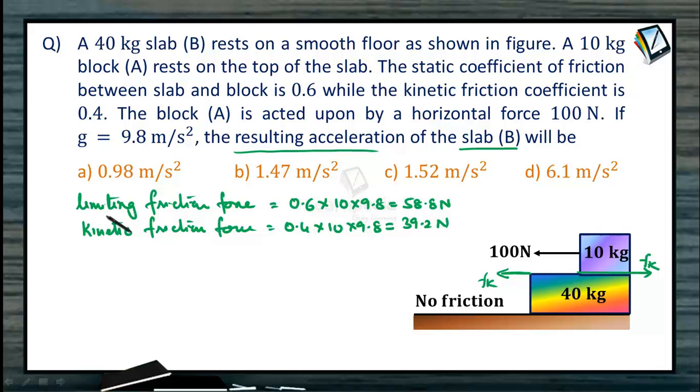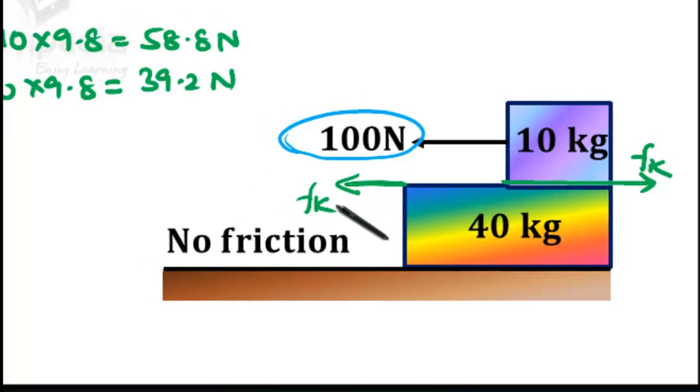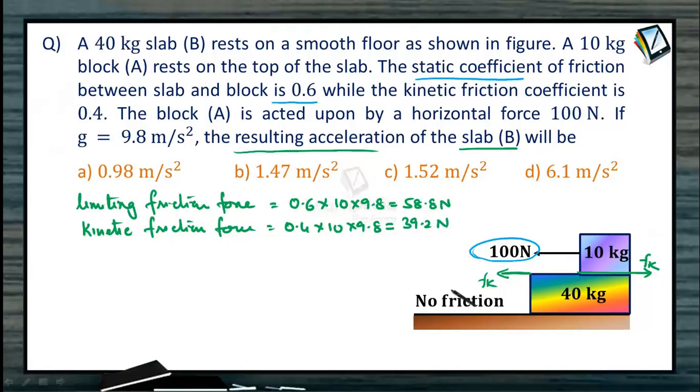So first thing we did, we checked the limiting friction force by taking the static coefficient of friction between the block and the slab, that is 0.6, giving 58.8 Newton, which is less than 100 Newton. Therefore, since the applied force of 100 Newton is greater than the limiting value, this block starts moving. When it moves, the friction force will reduce, and now there will be kinetic friction force.